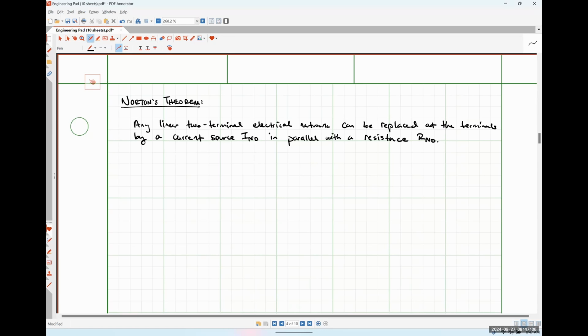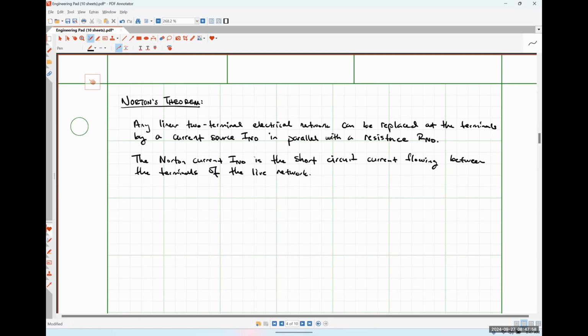Anywho, so let's define how to determine our Norton current and our Norton resistance, okay? So the Norton current, I Norton, is the short circuit current flowing between the terminals of the live network.